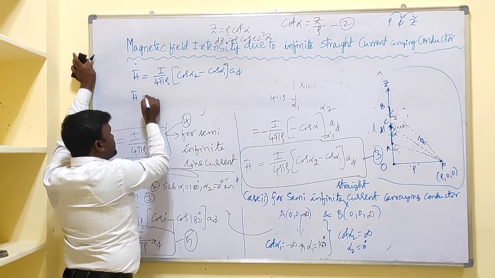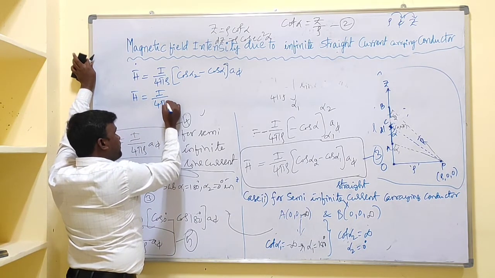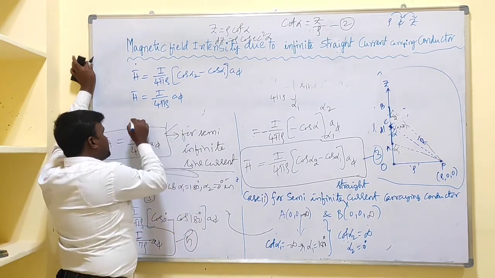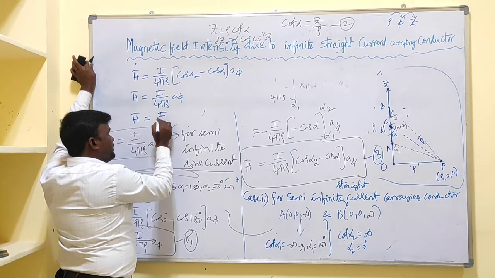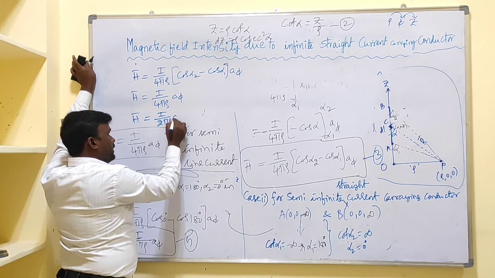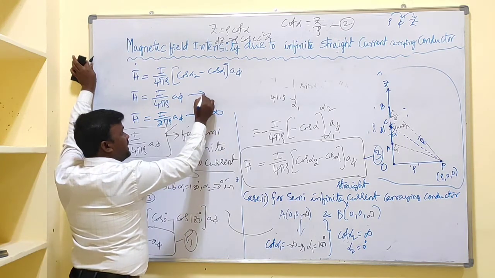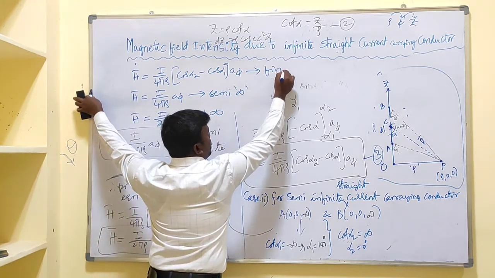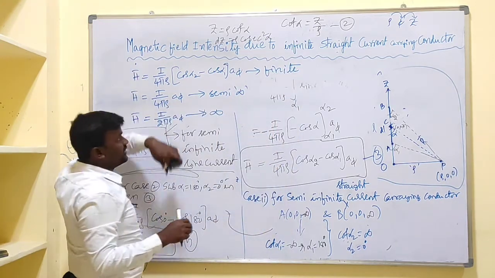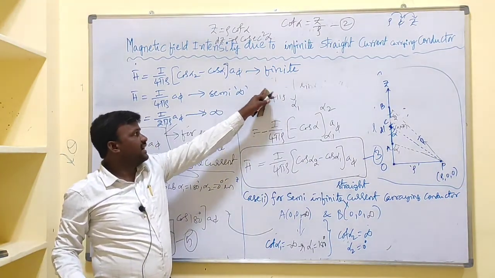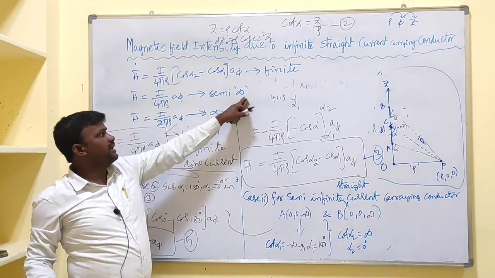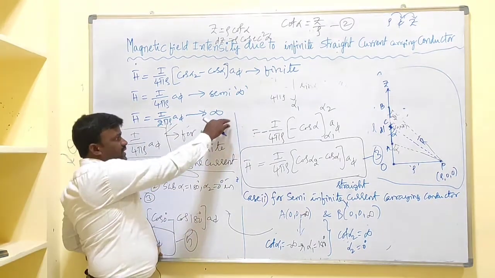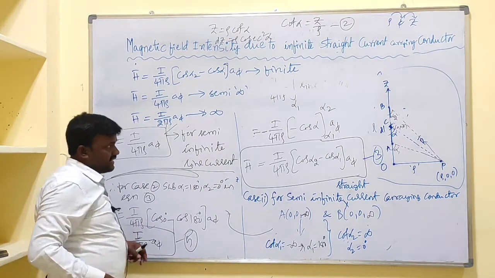And the second one is what? H equal to I by 4 pi rho into a phi. And the last one, H equal to what? I by 2 pi rho into a phi. It is for infinite line current, it is for semi-infinite, and it is for what? Finite straight current carrying conductor. It is the magnetic field intensity due to a semi-infinite current carrying conductor, and H equal to I by 2 pi rho into a phi is the magnetic field intensity due to an infinite current carrying conductor.